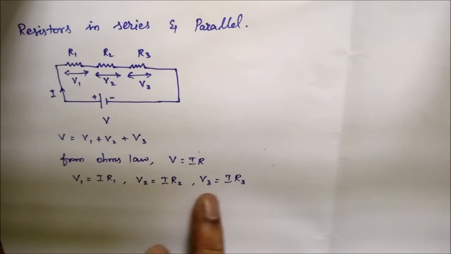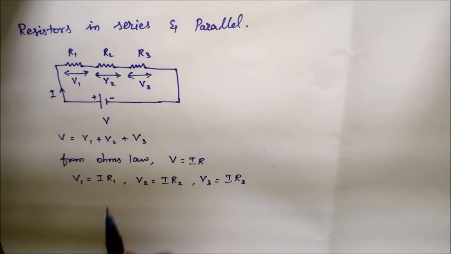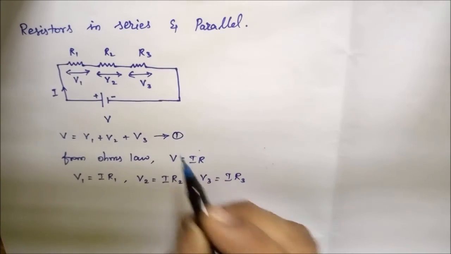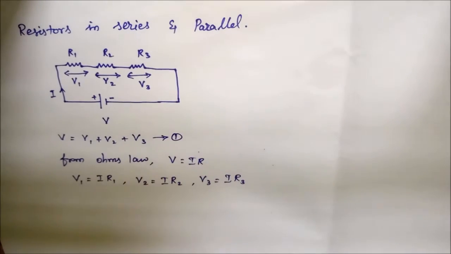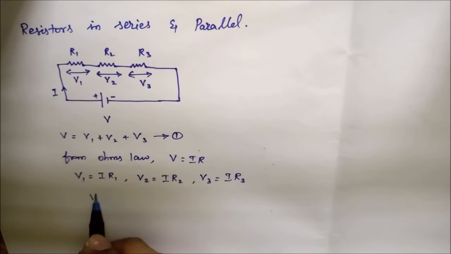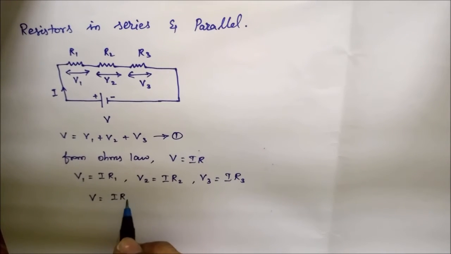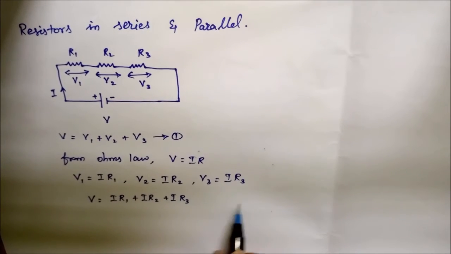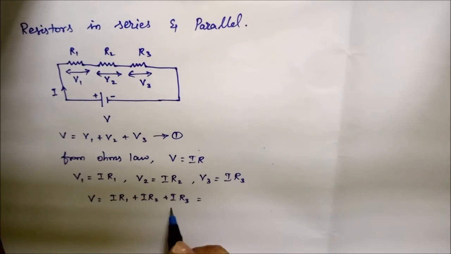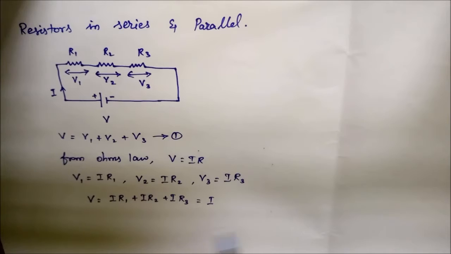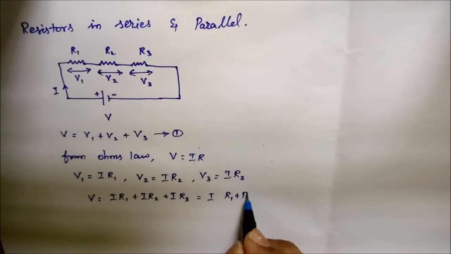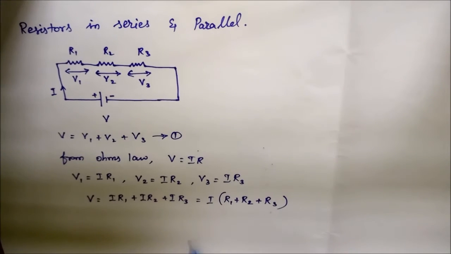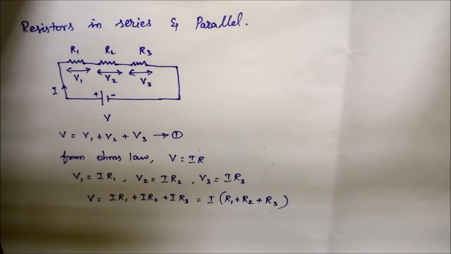So V1, V2, V3 we have calculated. Now these three values we have to apply in the above equation, equation number 1. So we substitute in equation number 1. Then V is equal to IR1 plus IR2 plus IR3. In this, I is common, so take it outside, then the remaining R1 plus R2 plus R3 we write inside the bracket.